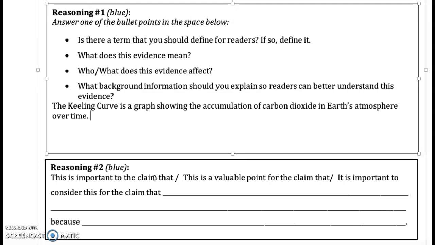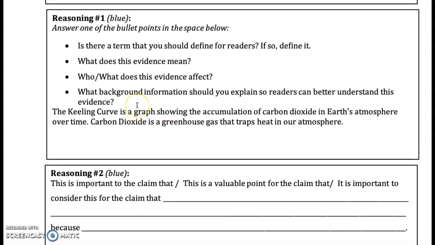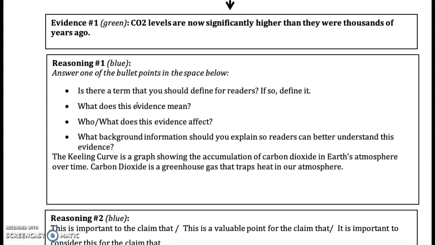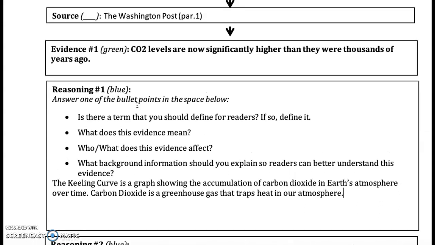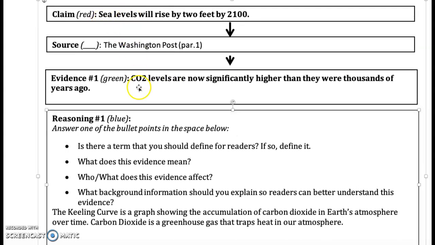Well, hopefully this is making you think of something we already know, which is greenhouse gases. So we're going to add to this reasoning, and we're going to say carbon dioxide is a greenhouse gas that traps heat in our atmosphere. So that should help you to reason why this evidence supports the fact why sea levels would be rising.